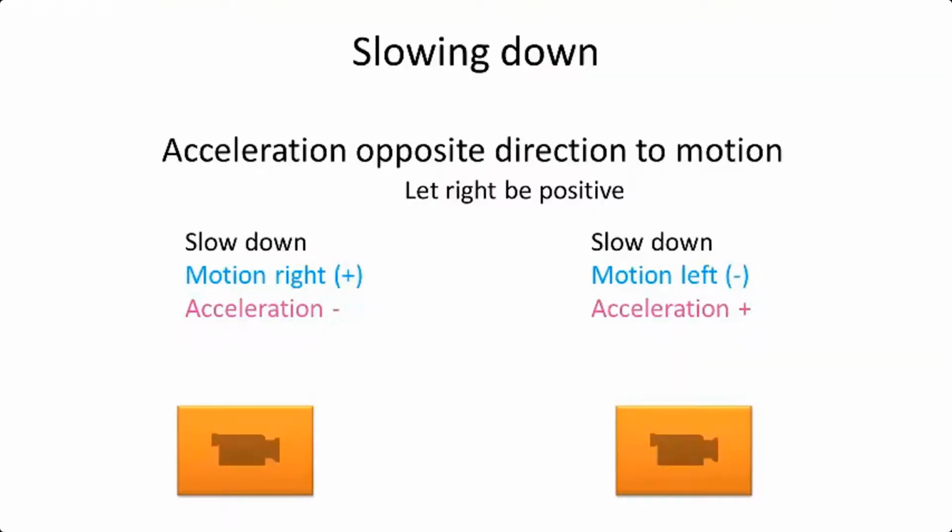Now let's have two situations where the car is slowing down. So the acceleration must be opposite to the direction of motion. We let the right direction be positive. So both of them slow down. In the first case, I'm going to make the car move to the right. In the second case, the car is going to move to the left. Therefore, the acceleration must be the opposite because it's slowing down. Negative for the first situation, positive for the second.